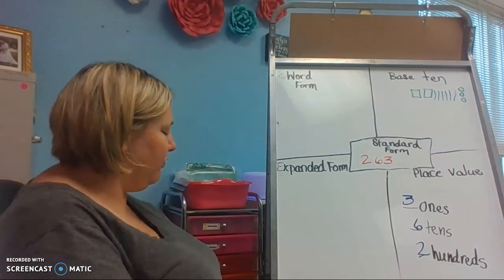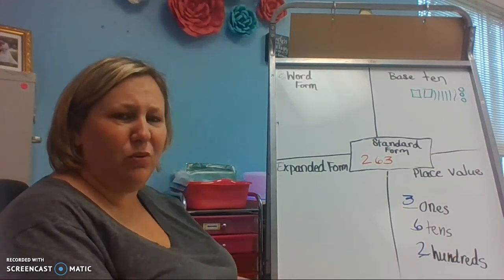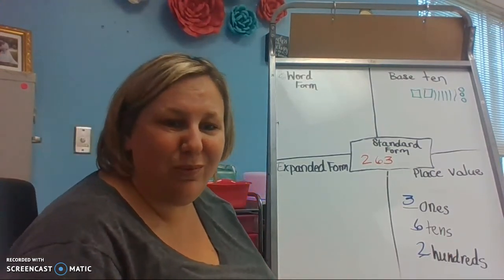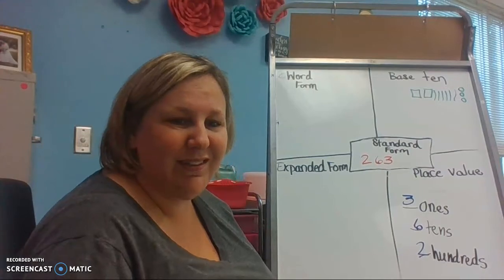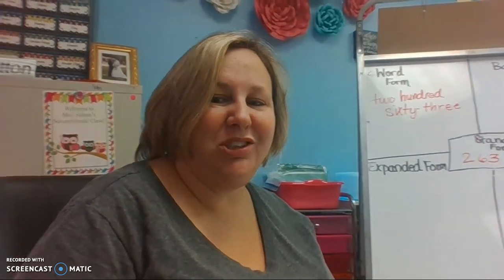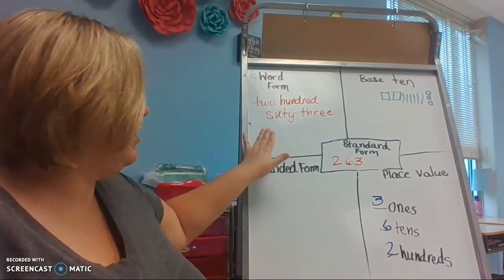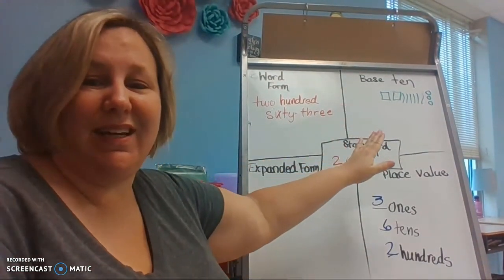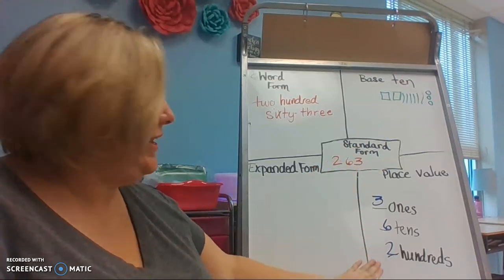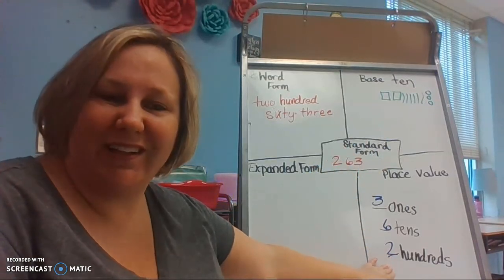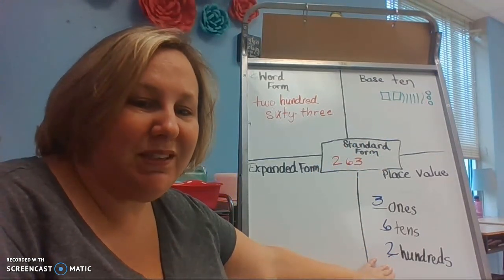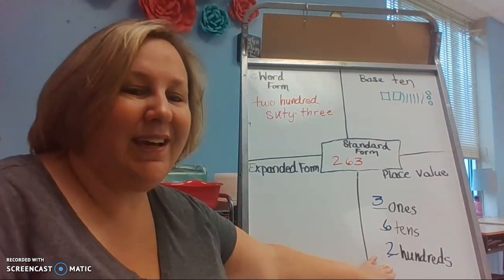Remember, for my word form, all I'm having to do is write the what? The words. 263. Good job, mathematicians. So, we went over our word form, base 10, standard form, and now y'all know place value. Make sure you pay attention as you're reading it.